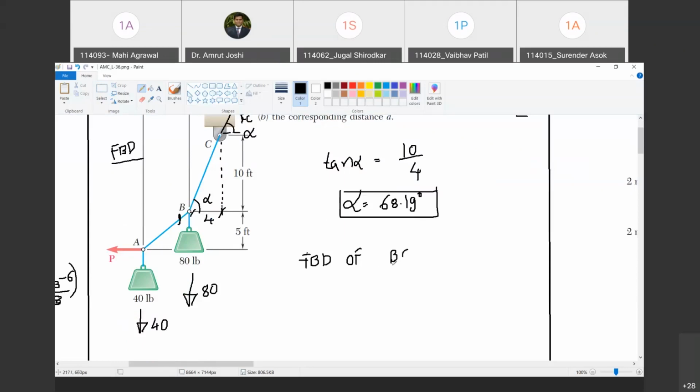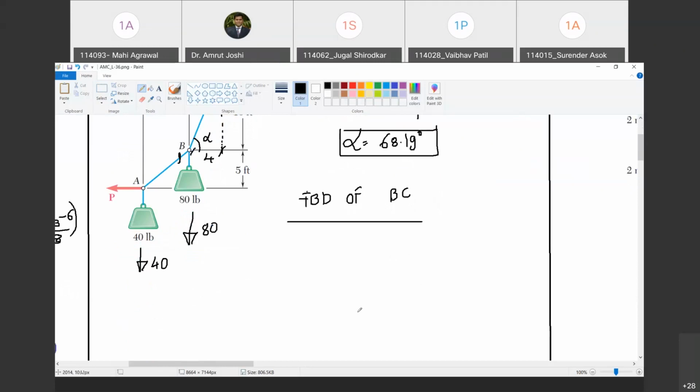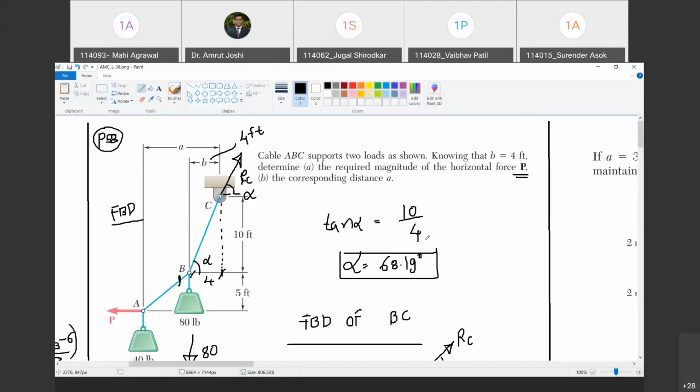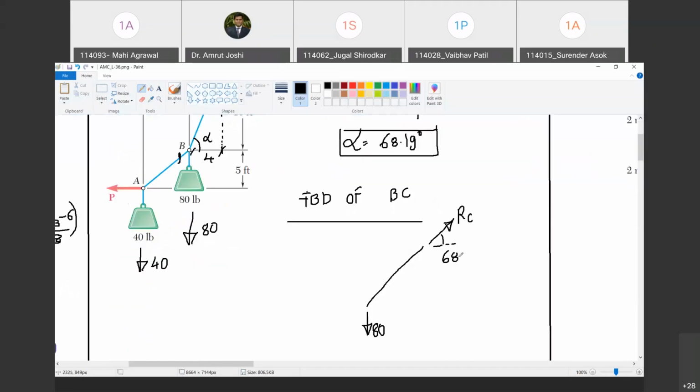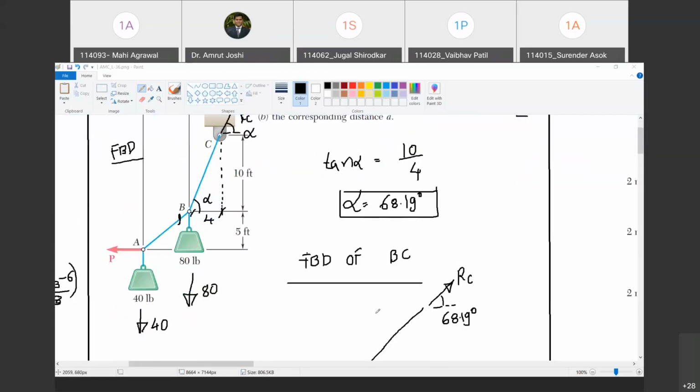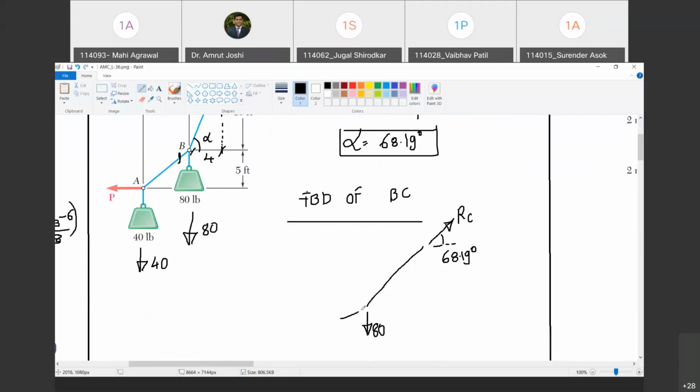So let us draw the free body diagram, FBD, of BC. So how do I draw the free body diagram of portion BC? So this is 80 pound. Are you with me? Yes, sir. Then this is RC. It is at an angle of, tell me how much? 68.19 degree. Happy? Yes, sir. With the horizontal. And you are going to have tension in member BA. Are you with me?